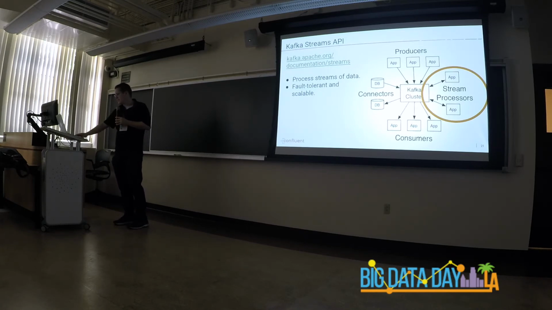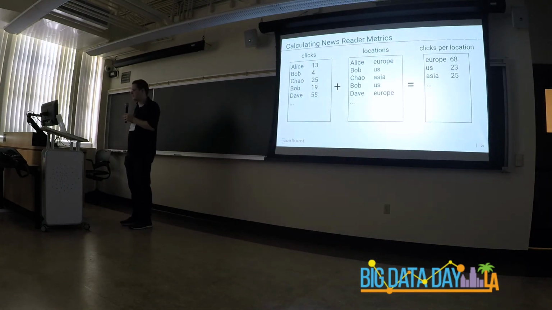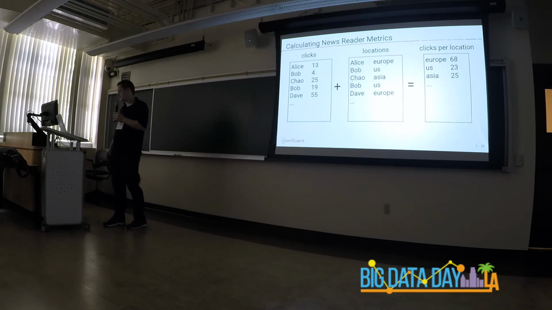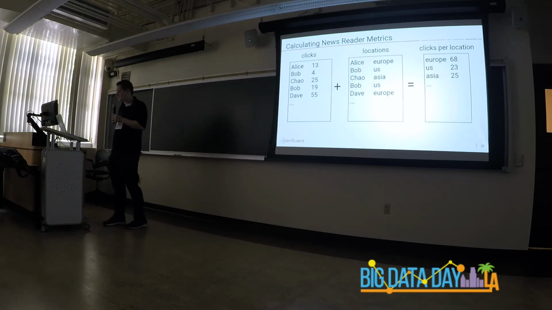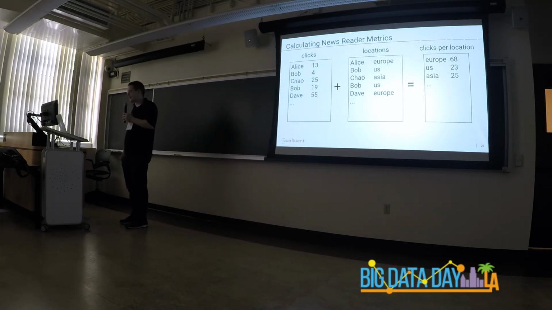So let's take a little example. In our newsreader, we have some clicks coming in. So maybe we have a clicks topic that says Alice clicked 13 times in the last 2 minutes or something. And we have a locations topic which says Alice is in Europe, Bob is in the US. Now we want to create this clicks per location table. This is a classic join operation in the RDBMS world. We're basically taking the data in one table and joining it with another. So obviously we have to pull out a huge framework, right? Well, actually not. We can do this with Kafka streaming without deploying any additional daemons. We can just use Kafka itself.